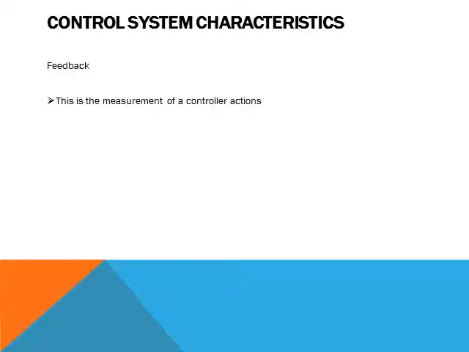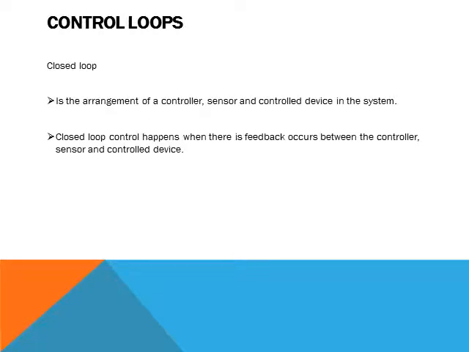Feedback. This is the measurement of a controller's actions. In the previous slides, the feedback we got from the sensor is fed to the control device, which reacts on the controlled agent to control our temperature, humidity, or pressure. Feedback is critical for the operation of a closed-loop system. Closed loop is the arrangement of a controller, sensor, and control device in the system. Closed-loop control happens when feedback occurs between the controller, sensor, and control device.